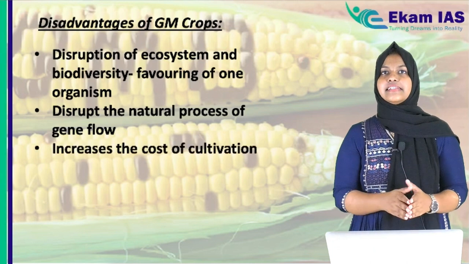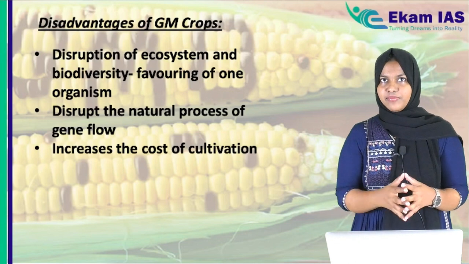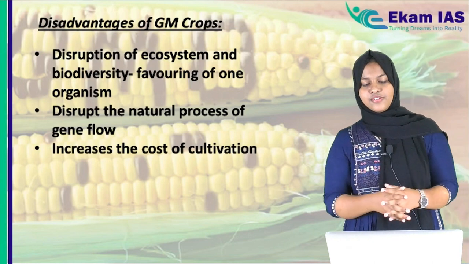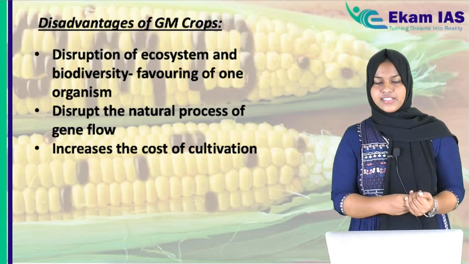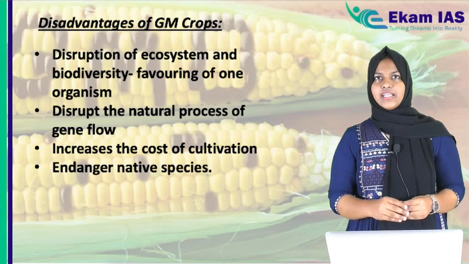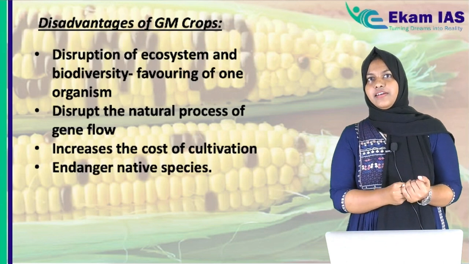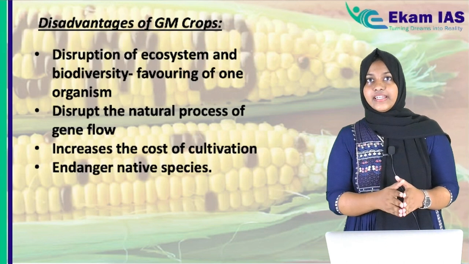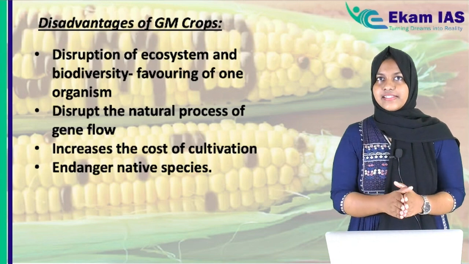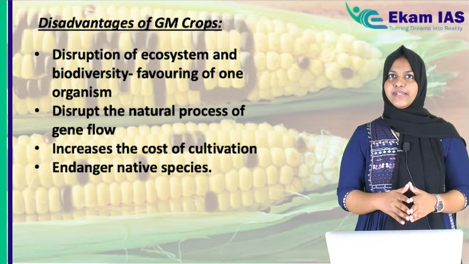Then comes the increased cost of cultivation. That means, this is a scientific method, so it requires a lot of technologies and equipment. So it increases the cost of cultivation. So that is another disadvantage. Then endangering native species. So it is affecting all the weeds as well as insects which prefer these crops. So again, it endangers the native species.